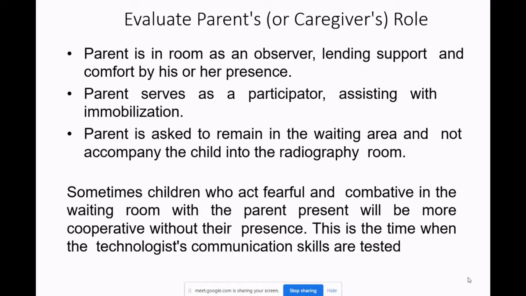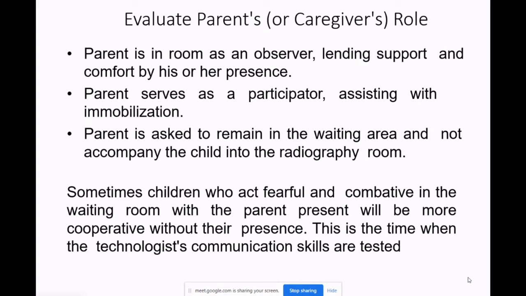These 3 points show how the parents can assist us with the radiography. If the parents are in the radiographic room with the child, they can help us in several roles. They can observe their child. They can also serve as a participator to assist their child. They need to stand here; they do not need to move. If we are using any immobilization devices, they can also help us use these devices easily.